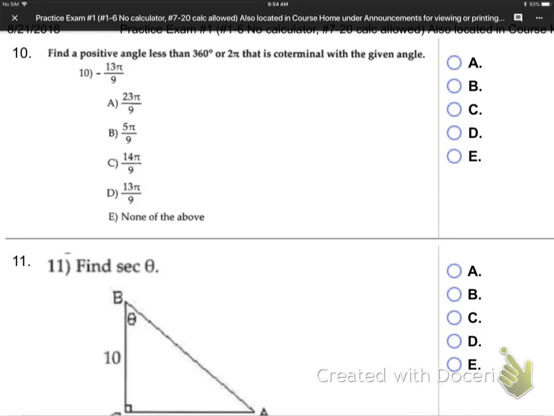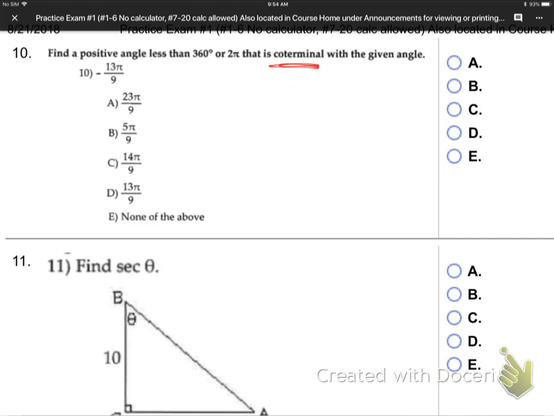All right, find a positive angle less than 360 or 2 pi that is coterminal with the given angle. Yeah, we did some of these. By the way, these are all just homework problems, aren't they? Remember when we did coterminal? I remember talking about that with you guys last week or the week before. But remember we talked about coterminal and what that word means? What does that mean when they say coterminal?